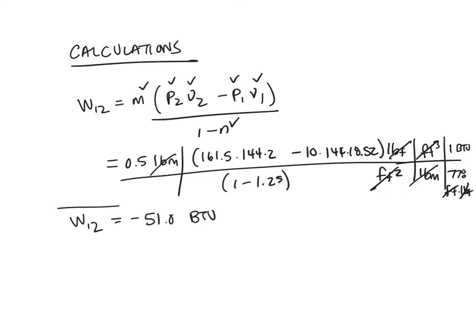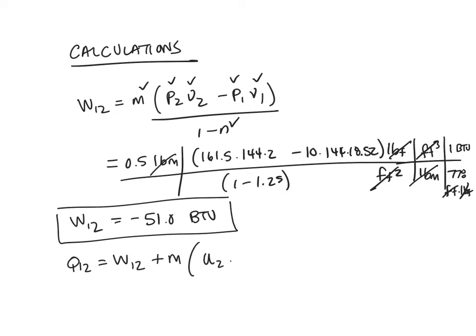And this isn't going to change with either method A or B. So the work term, because it depended only on pressure and volume, isn't going to actually change. But our heat transfer term will, based on the internal energy. So now the calculation that we're going to do is basically Q1 to 2 is equal to work 1 to 2 plus mass times U2 minus U1. And we're going to change this part of the equation for part A and part B.